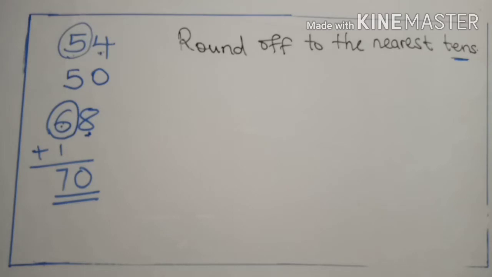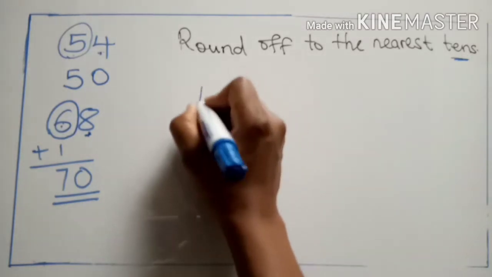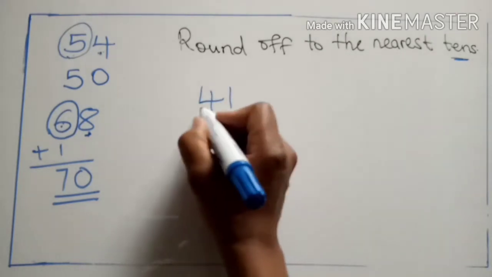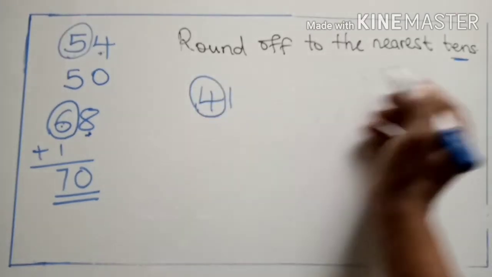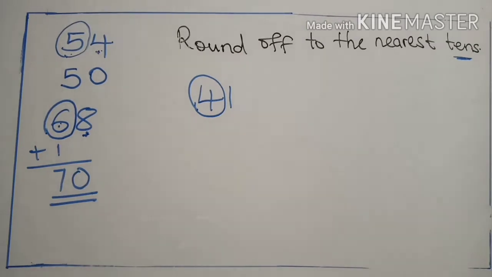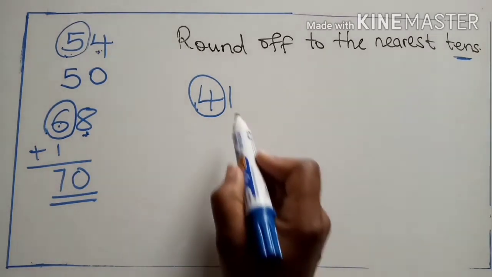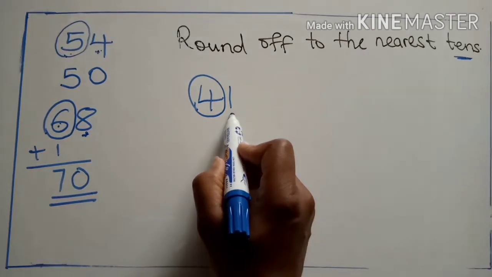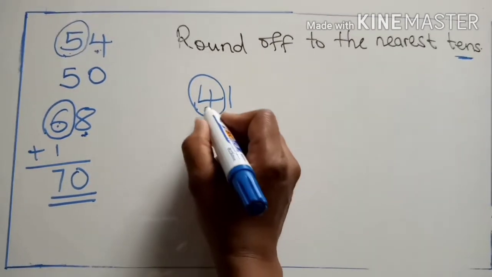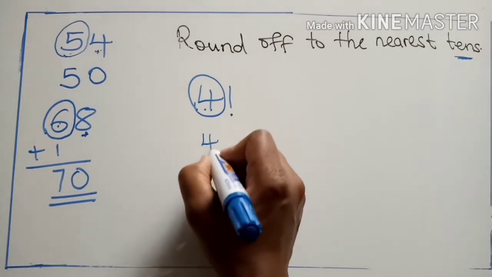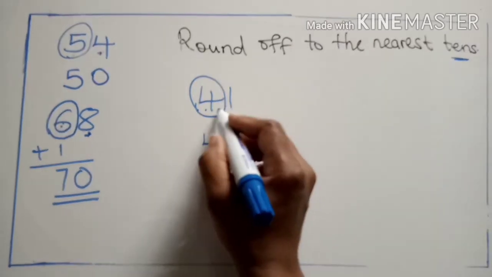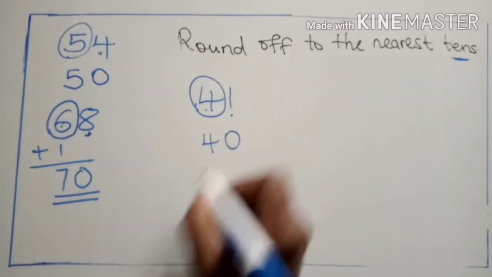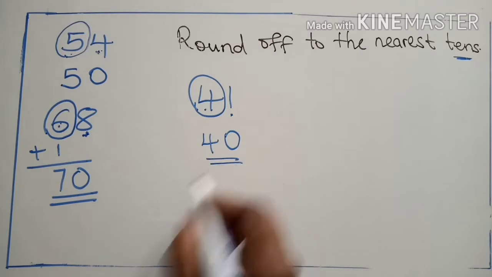Now let's look at another number like 41. Now we are going to circle the 4 because it is the tens that we are interested in. Now we are going to round down because this one is less than 5. So we round down. Rounding down means we are going to remain with these 4 tens, and then every number after that is converted to a 0. So our answer is 40.